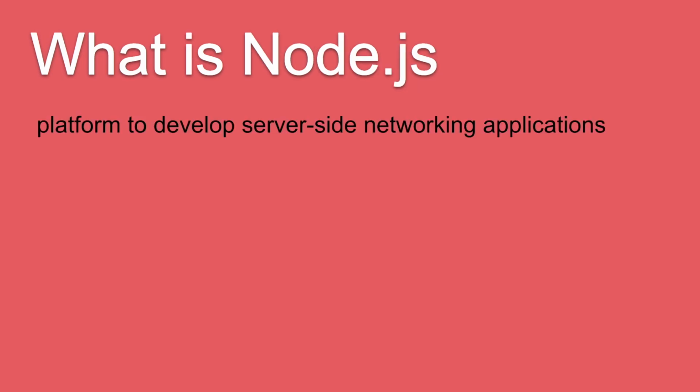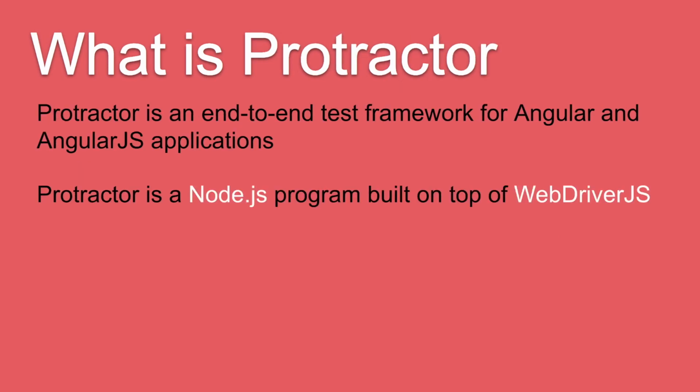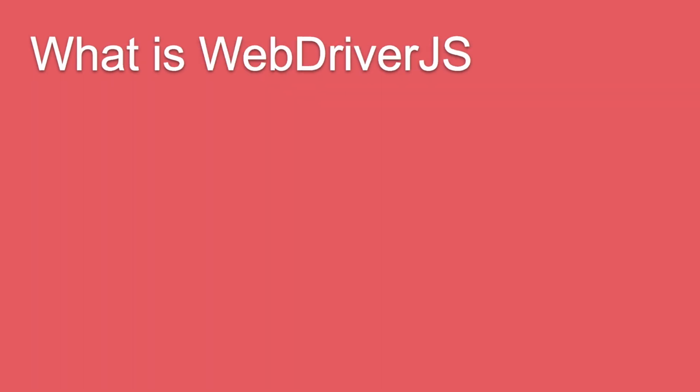So Node.js is a platform to develop server-side or networking applications, and it is open source and cross-platform. Here you can have Node.js applications which are written in JavaScript and can run on different platforms. So we can also understand Protractor is also written in JavaScript because it is a Node.js application. So now we know Protractor is a Node.js program built over WebdriverJS. So this Protractor is a wrapper over WebdriverJS.